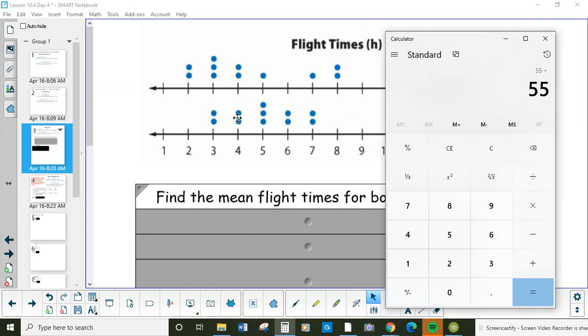1, 2, 3, 4, 5, 6, 7, 8, 9, 10, 11 numbers. Divided by 11, and we get a mean or an average of 5.